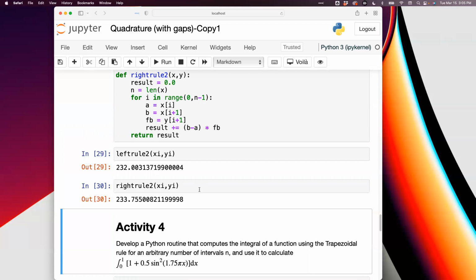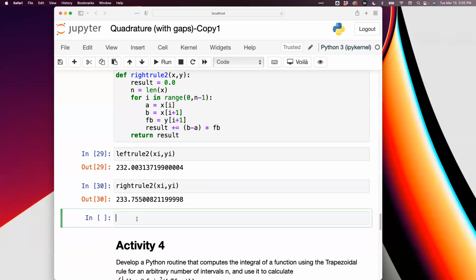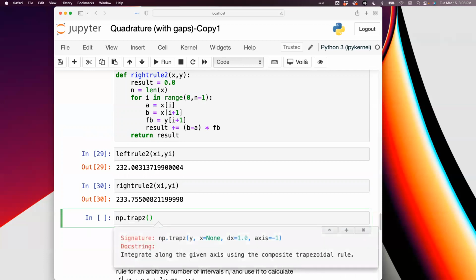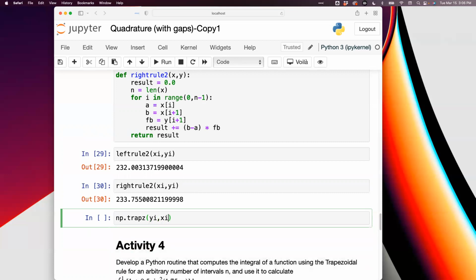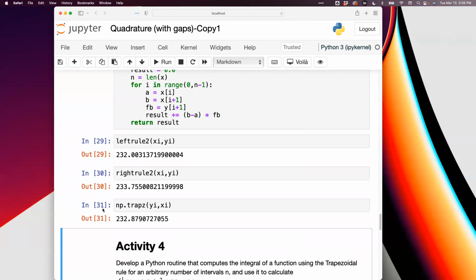And we can do the trapezoidal rule from Python, from NumPy, np.trapz. Now trapz takes y values and x values. That's it. That's all you got to give it. So I'm going to give it yi and xi, and it produces 232.88. Okay, Paolo, you had a question?